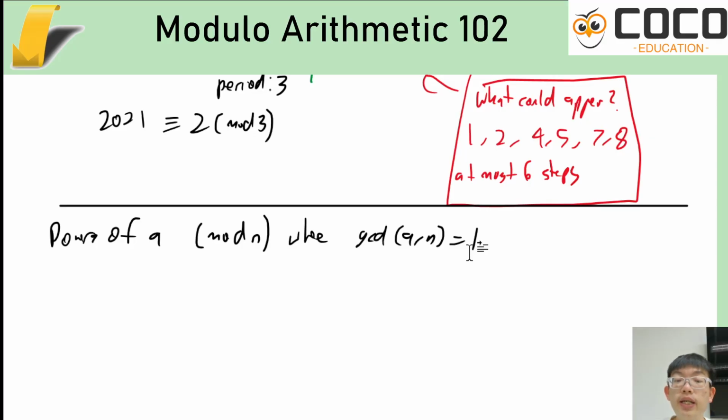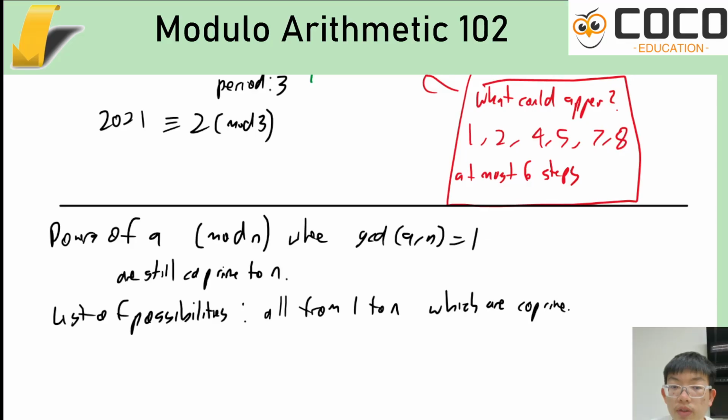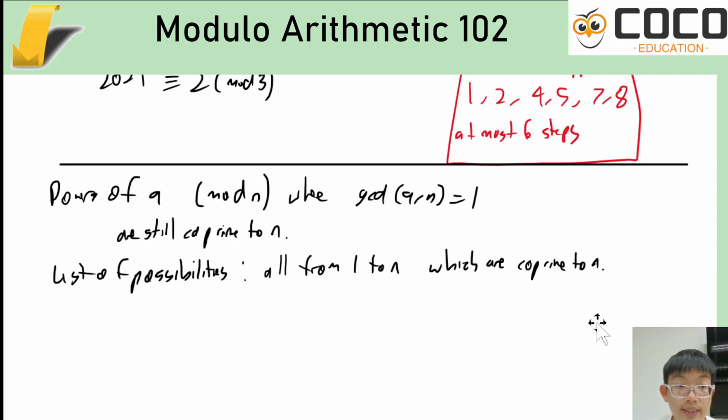If I've got powers of A mod n, basically what I'm saying is that they are still co-prime to n, right? A common factor does not show up. And so the list of possibilities is going to be all the things from 1 to n which are co-prime to n. Now, how long is this list?